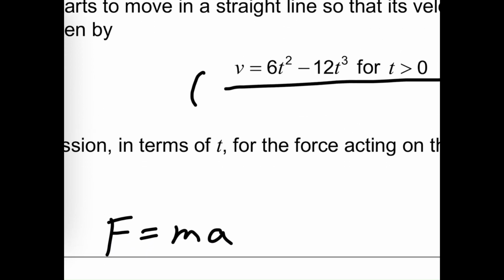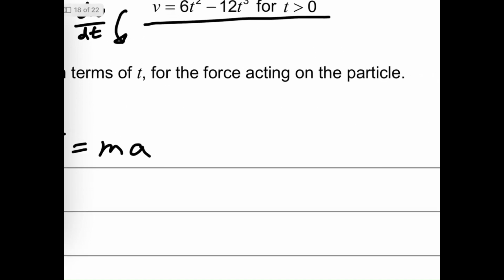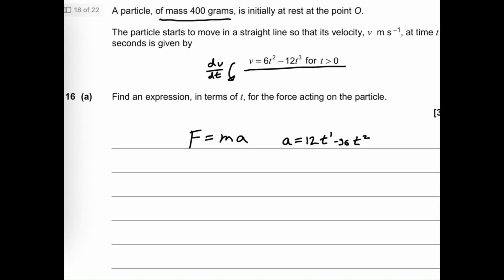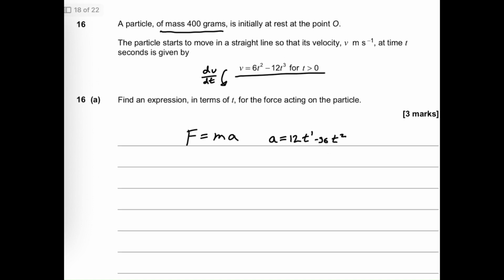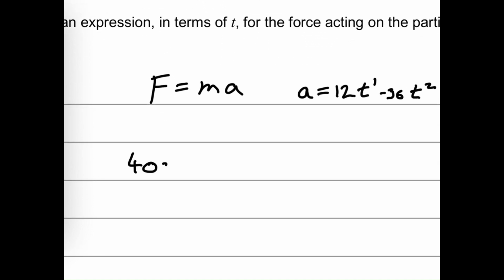To get this acceleration, we can simply differentiate this velocity expression here. To do this, we drop the power of a 6t squared and times the 6 by the 2. Do the same again here, drop the power, 12 times 3, negative 36. So now we've got the acceleration, we can multiply it by the mass, which we need to convert from 400 grams to 0.4 kilograms. That's our standard unit for mass.